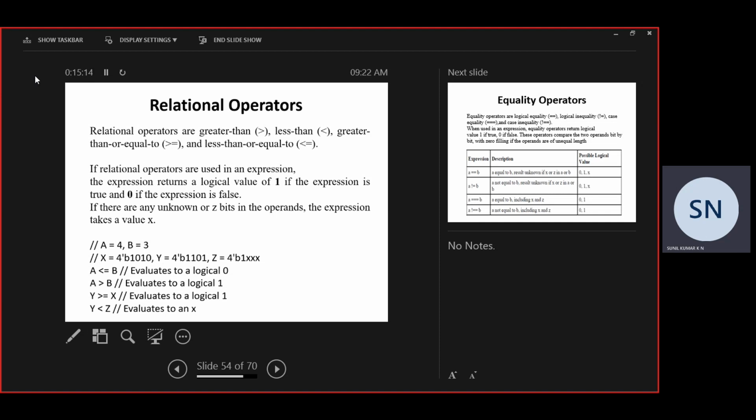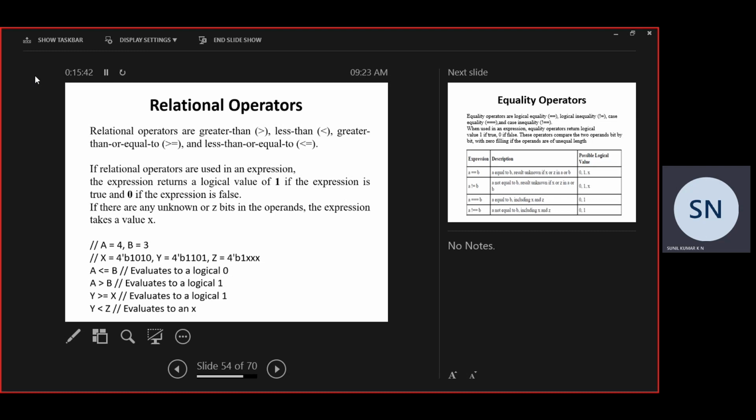So x value and y value, z value is being given. A less than or equal to b, whether it is true. So 4 is less than or equal to 3? False. So it is going to be logical 0. So here again we will be having either greater, meaning 1. The result will be 1 or 0. Or if any unknown term is there, we will be getting x as a result. So the same thing, a greater than b. So 4 is greater than 3, it is going to evaluate as 1, logic high.